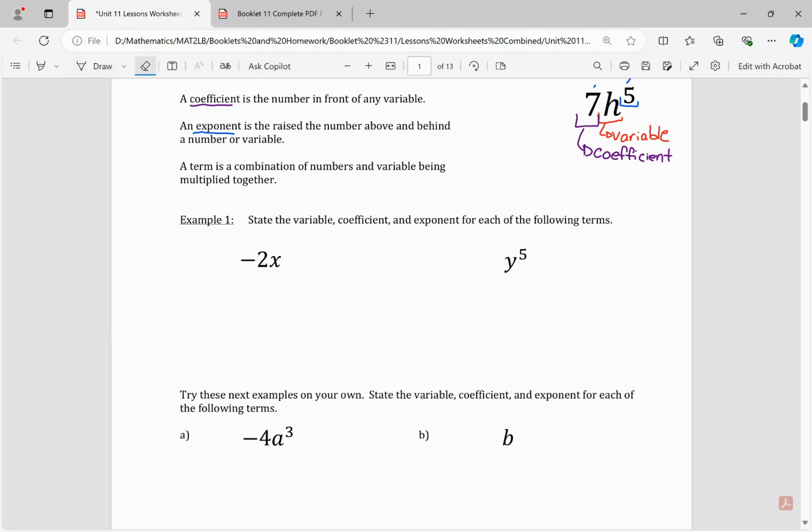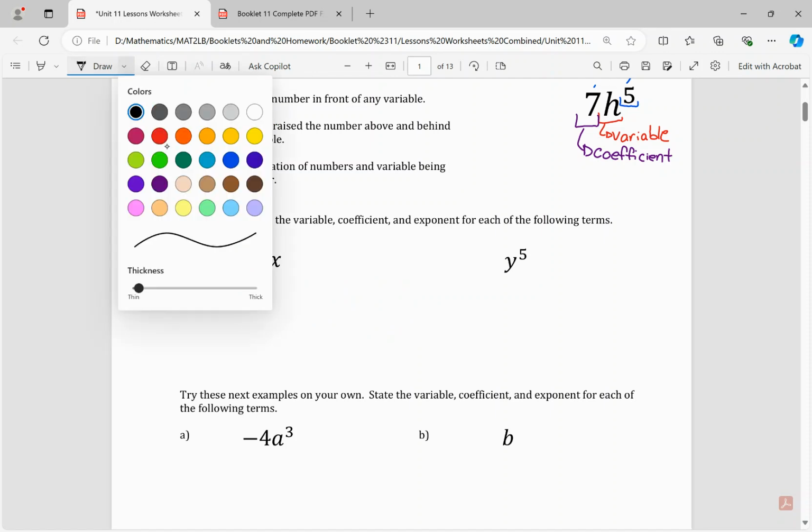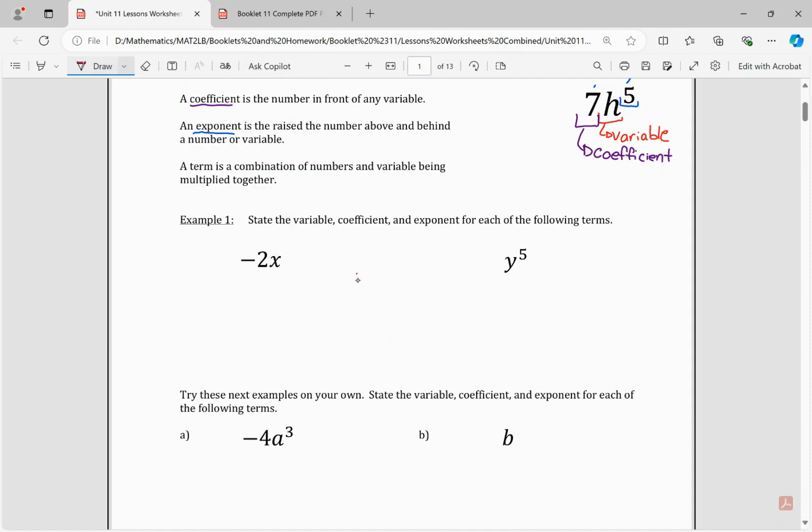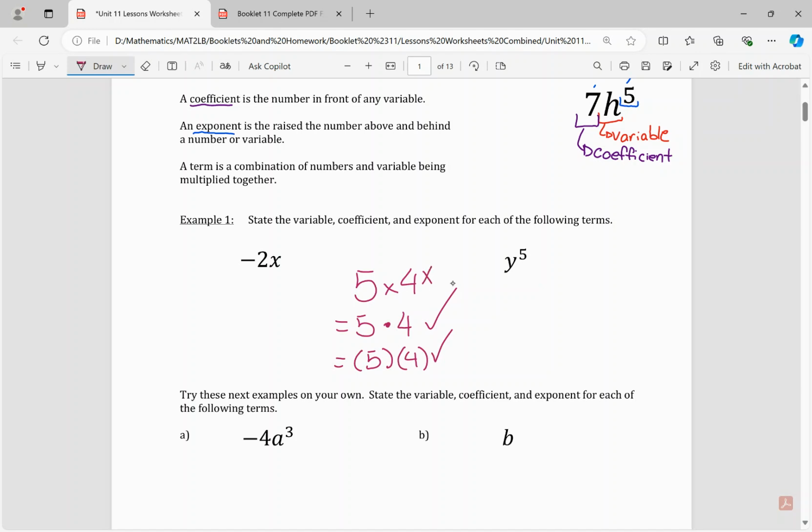Another example, if I want you to write, for example, 5 times 4, instead of using that multiplication, you can write it like this, 5 and then a dot 4. That also means multiplication. That's acceptable. Or you can use brackets, right? This right here means 5 times 4. That's also acceptable. But I want you to stop using x to represent multiplication.